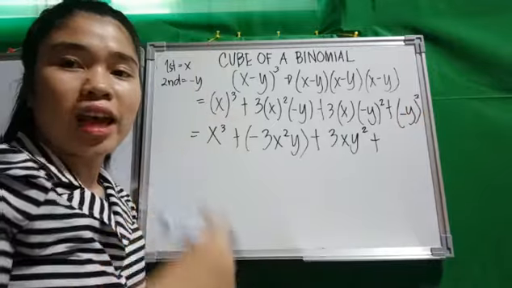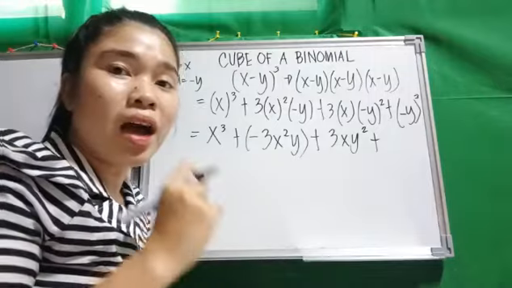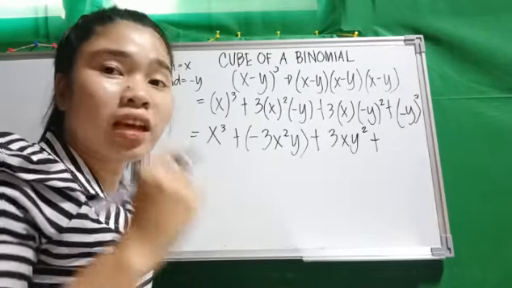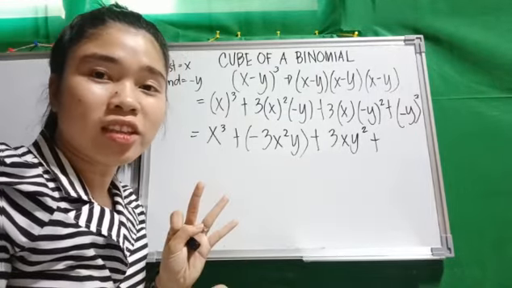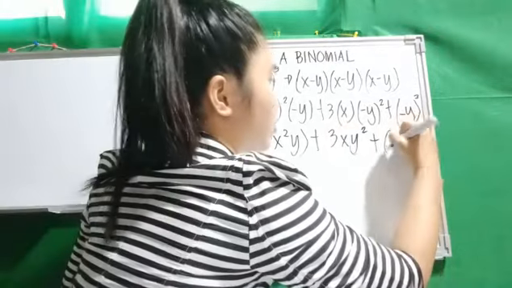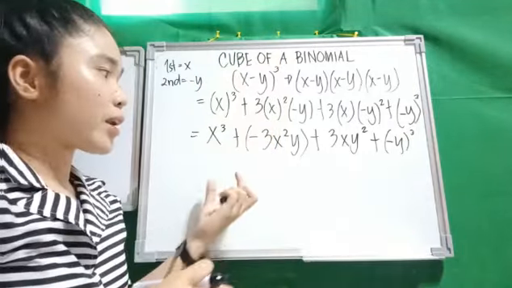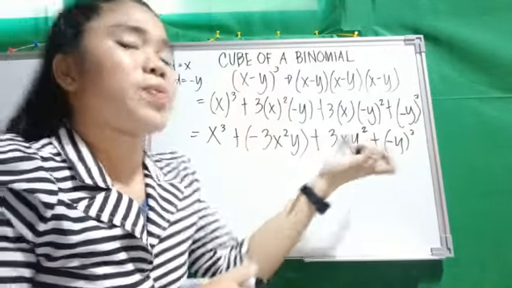2 cube the second term. So, negative y times negative y will give us positive y squared. Then, times negative y ulit kasi tatlong beses siyang ita-times sa sarili niya. It will give us negative y cube. So, we have negative y cube. Ngayon, isimplify na natin para makuha na natin yung tamang mga sign niya.